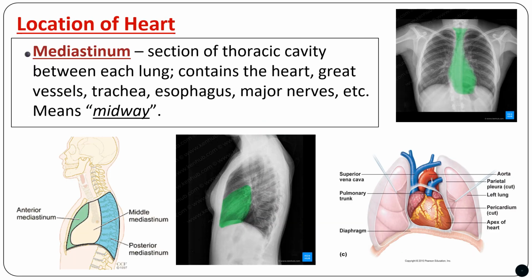So as far as the location of the heart, it is in a location that we call the mediastinum. This is going to be a section of the thoracic cavity right here in the middle between each lung. It's going to contain the heart, the great vessels, the trachea, the esophagus, quite a few major nerves, and the definition of this word just means midway. As you can see, it's very much in the middle of the chest.